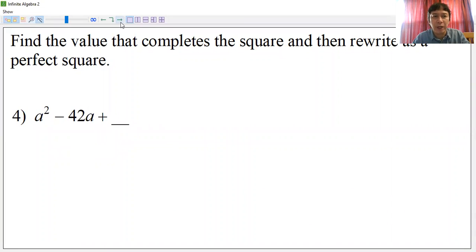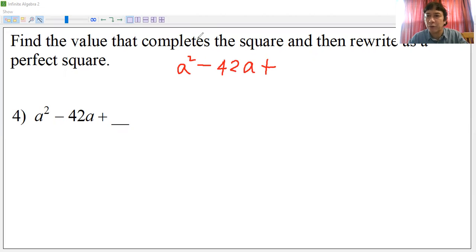Here's number 4. A squared minus 42a plus blank. All right, what is that number to be added? Okay, so it will have to be copied first, and then what is that number to be added?